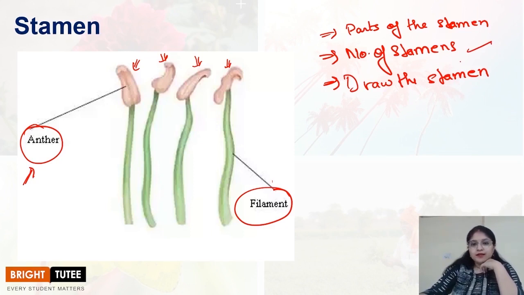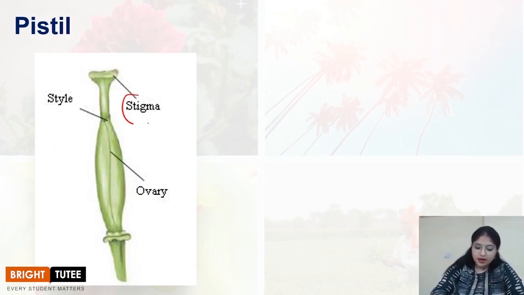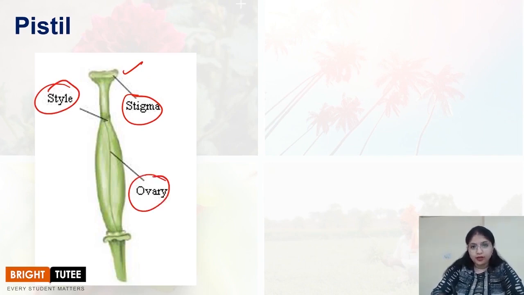Then next is the innermost part of the flower. This is called the pistil, right? So in the flower you will find that there is one pistil, right? Now the pistil further has 3 parts. One is the stigma, that is the uppermost part, then you have the style, and then you have the ovary, right? So these are the 3 further parts of a pistil.